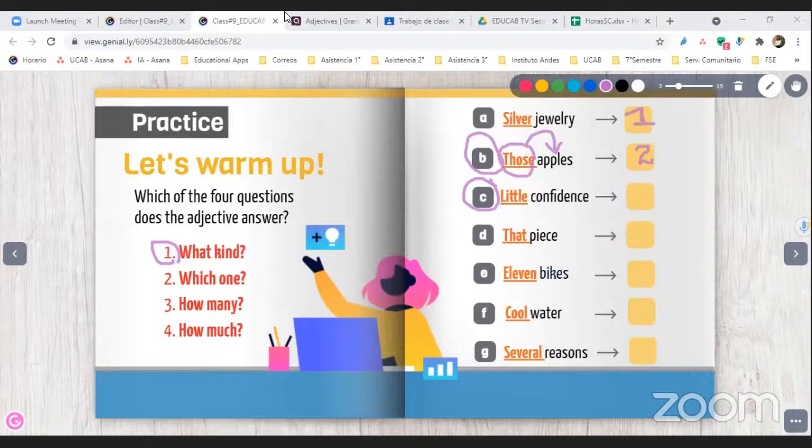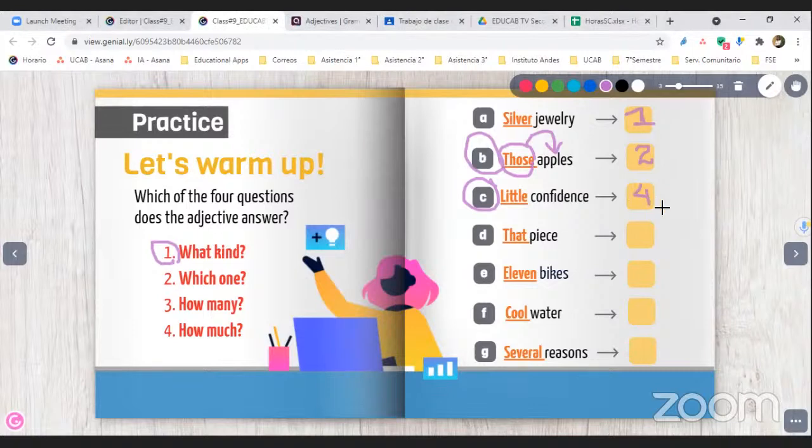You can tell me the number of the question. Okay, you think it's number 4. Okay, how much confidence do you have? Yeah, you can say little confidence, because how much is for uncountable things. Okay, and the confidence, like confianza, seguridad, the confidence we feel about ourselves and about our job or work, maybe it cannot be measured with numbers. So yeah, good job, Genesis. It's number 4. Thank you very much.